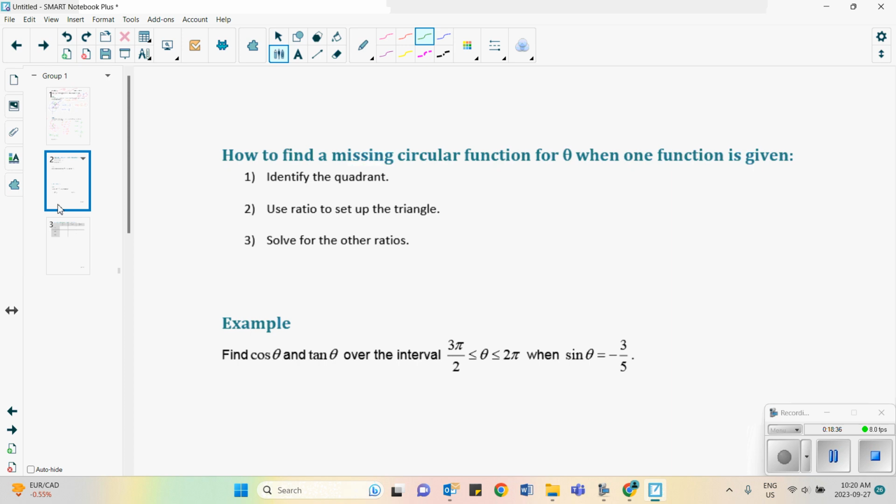So now we're going to work backwards. How to find a missing circular function. What I mean by that is tan theta, cos theta, or sine theta, just some basic trig ratios. When one of those is given, when one of sine, cos, tan is given, identify the quadrant, set up the triangle, solve for the missing side using Pythagoras, and then do your other ratios. It's as easy as that.